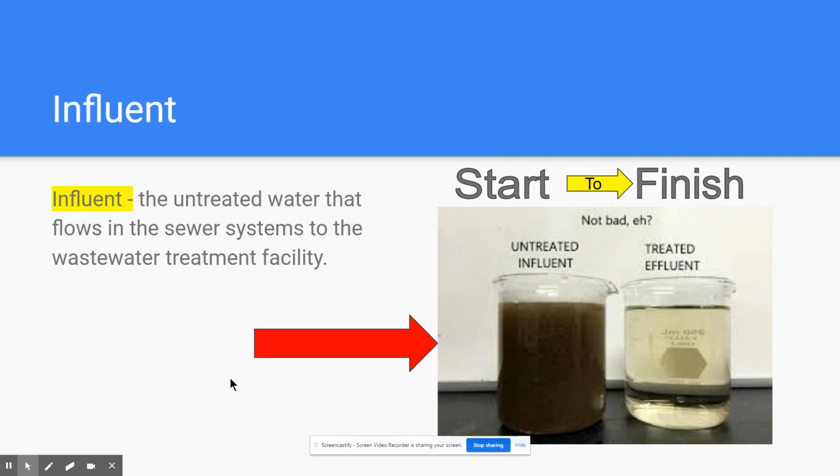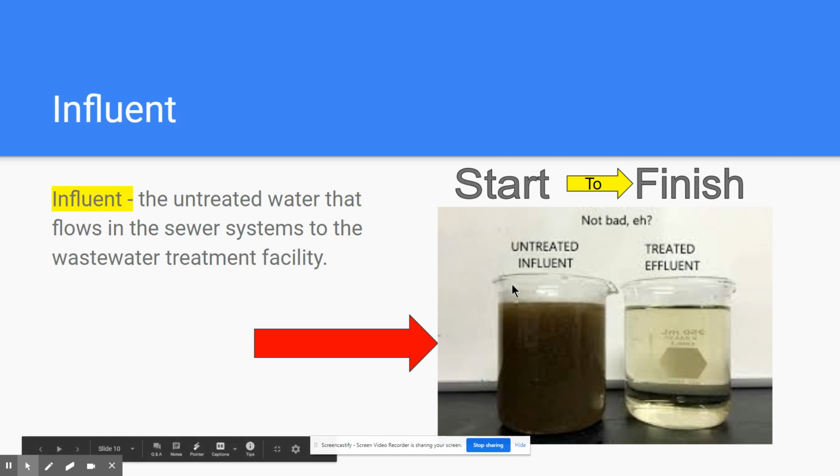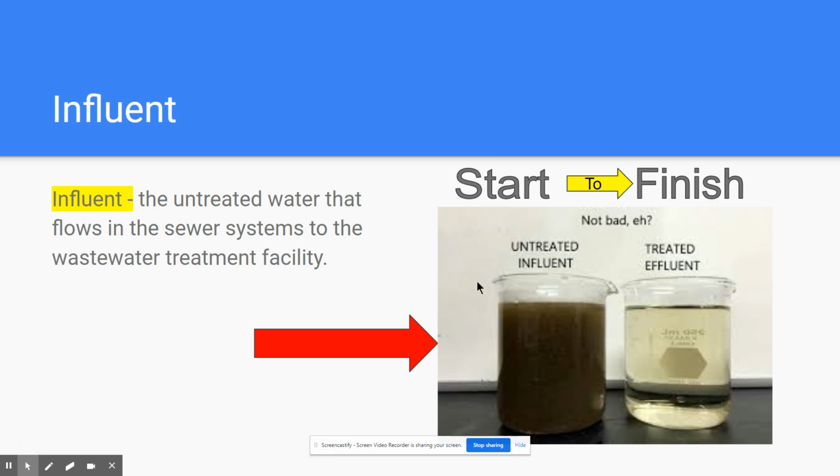Okay, so the very first, not the very first vocabulary word, but the very first thing that I want you to know about the steps and how wastewater goes from nasty wastewater to clean drinking water, you need to know the word influent. This word is influent. This is the untreated water that flows into the sewer systems to the wastewater treatment facility. You see here in this picture what influent looks like. This is the water that is wastewater. It's disgusting, it's smelly, it's nasty, it's influent.